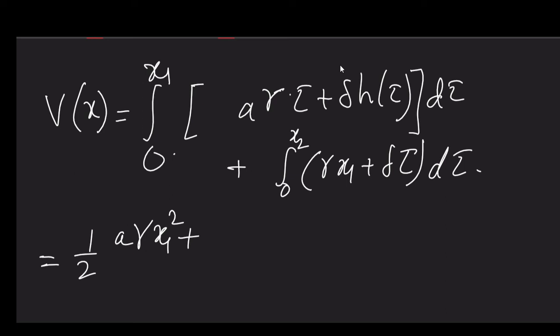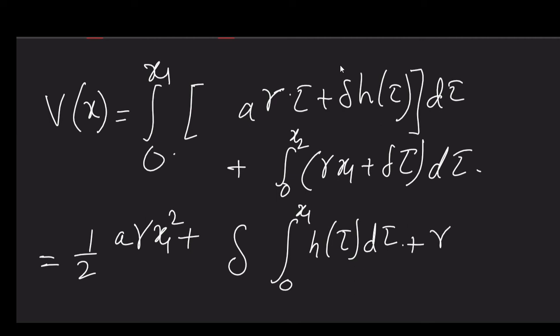Delta, from here also you get a delta, your x1 naught h tau d tau, plus you will have gamma x1 x2 plus half delta x2 square.